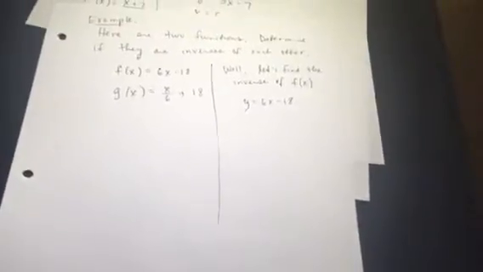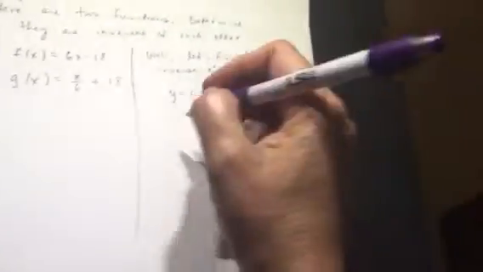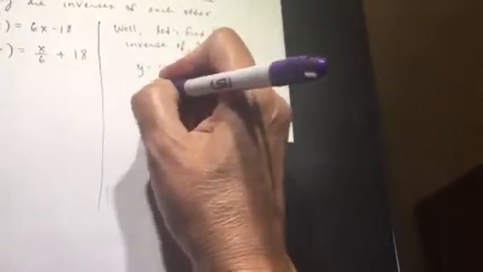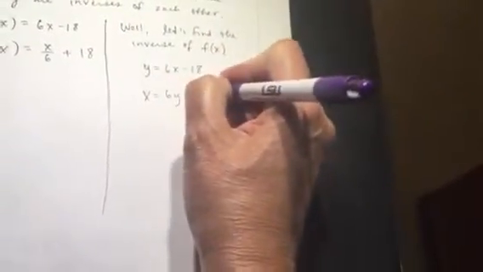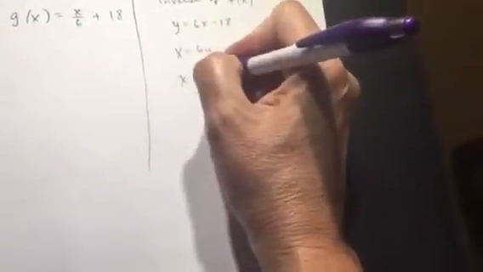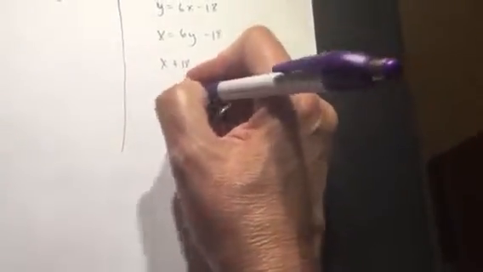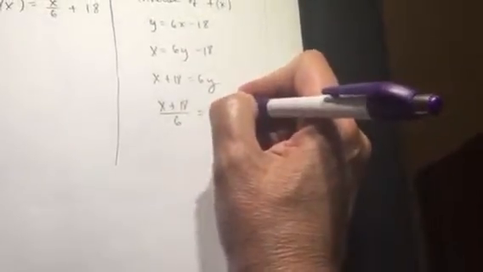I'm going to say, okay, let's change f of x to y. Y equals 6x minus 18. And then I need to trade the x and y. So x equals 6y minus 18. Solve for y. There's my x plus 18 equals 6y. And then x plus 18 divided by 6 is y.